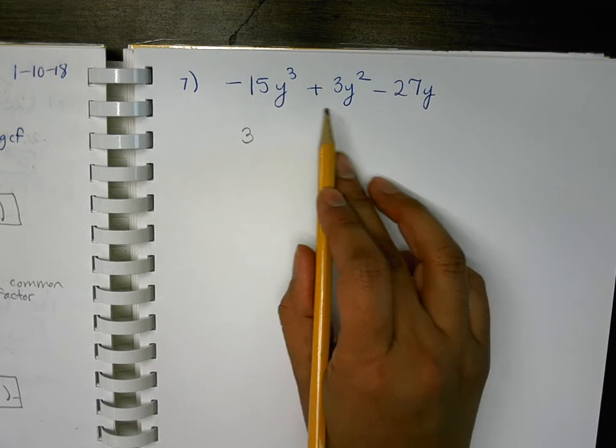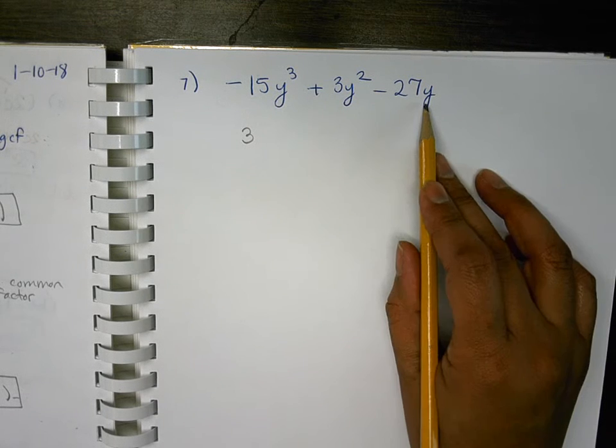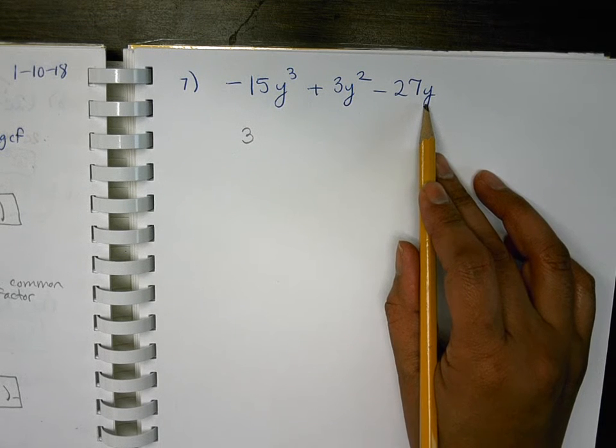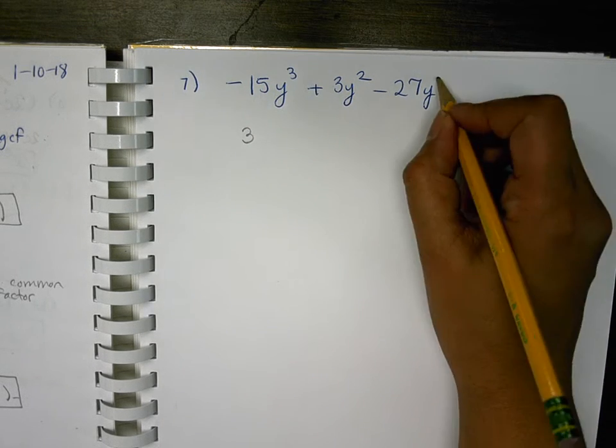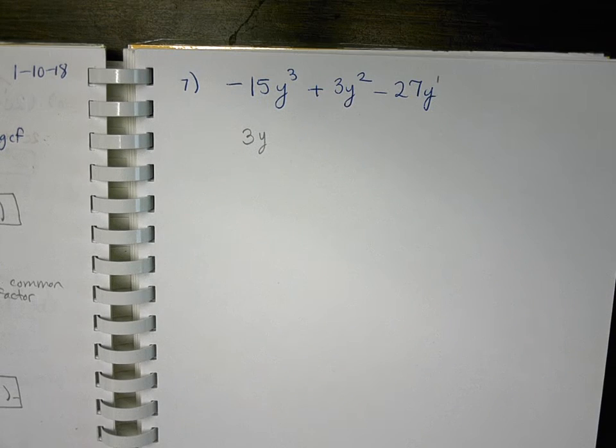Y cubed, y squared, and y. What goes into y cubed, y squared, and y? Which one do I take out, the largest exponent or the smallest? So 3y. Before you go any further, put your brakes on. Just wait 1 second. I will tell you this.